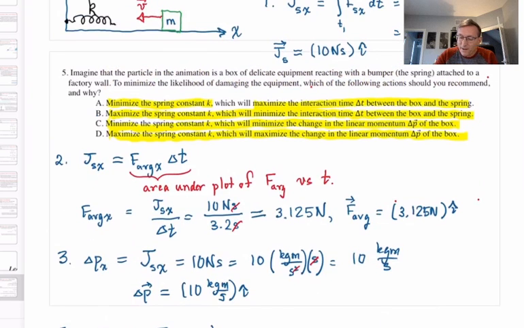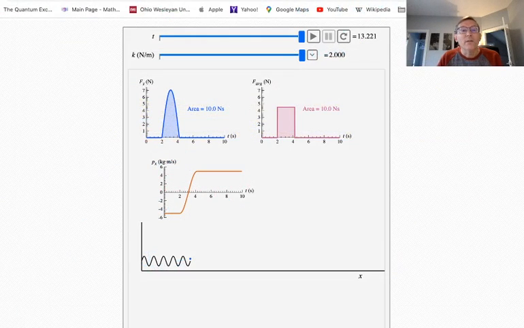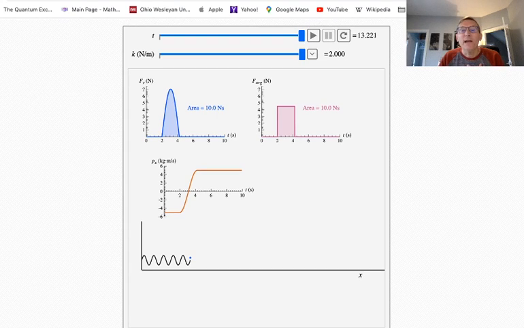Right? Because in minimizing the spring constant k, you are maximizing delta t. And that's what you want to do to have the force as small as possible. Let's go back to the animation. Right now what I've got is the biggest k I can have. I've maximized the spring constant, little k, and notice the effect was to make the average force big.